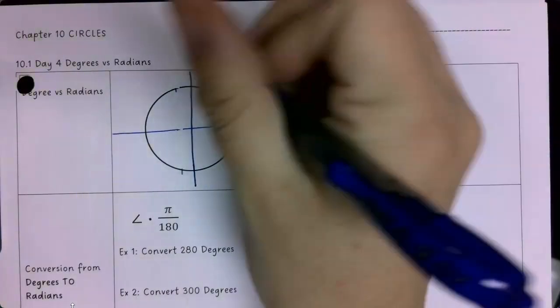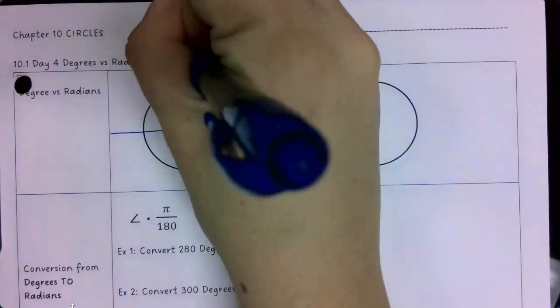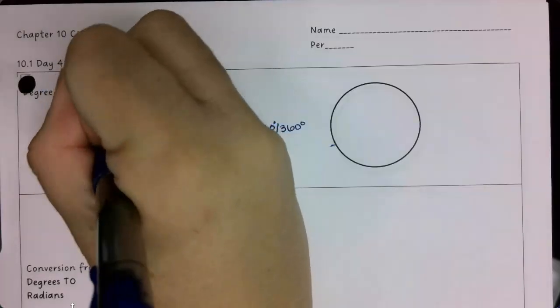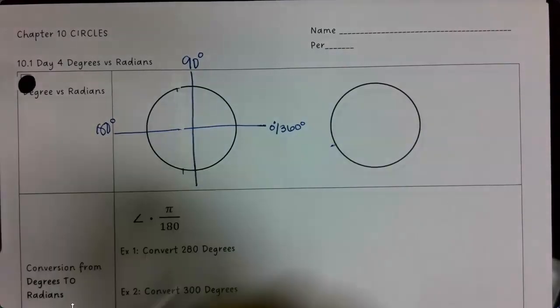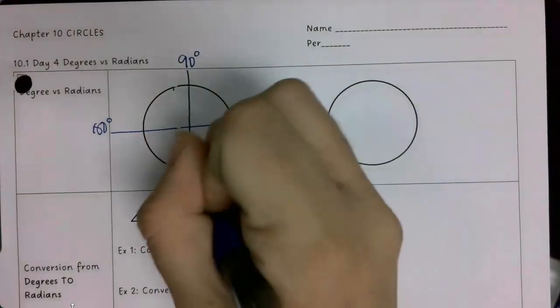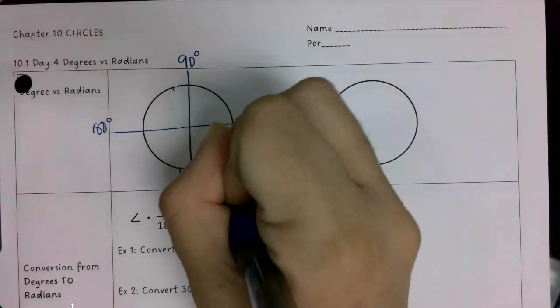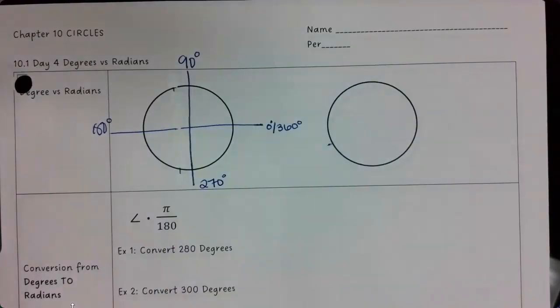Then I go counterclockwise, so this top point right here is going to be 90 degrees. Straight across is 180. And then down below right here is 270. And that one is degrees.